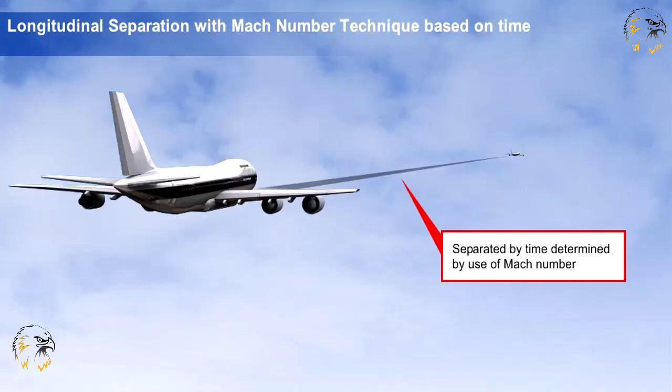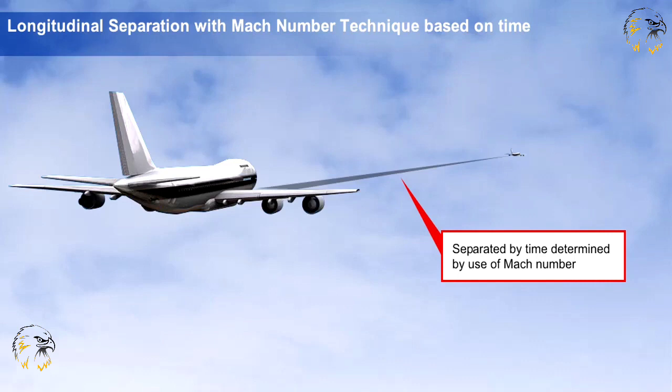The third longitudinal separation method is the Mach number technique. This uses a separation technique based upon time interval between one aircraft and the following aircraft. Speed is expressed as a Mach number, thus the term Mach number technique. The assigned Mach number is approved by air traffic control, and should the pilot feel it necessary to change this speed, there must be approval from the appropriate air traffic control centre.